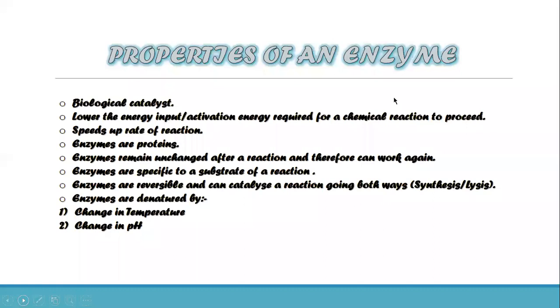Now, properties of an enzyme. It is a biological catalyst. It lowers the energy input, or activation energy, required for a chemical reaction to proceed. It speeds up the rate of reaction. Enzymes are proteins. Enzymes remain unchanged after a reaction and therefore can work again. Enzymes are specific to the substrate of a reaction. Enzymes are reversible and can catalyze a reaction going both ways, synthesis or lysis. Enzymes are denatured by change in temperature and change in pH because they are sensitive to temperature and pH.